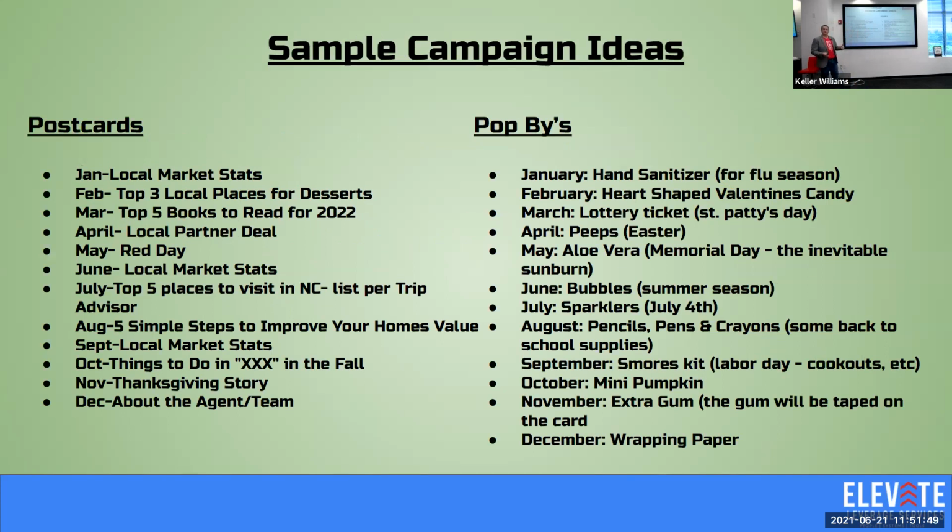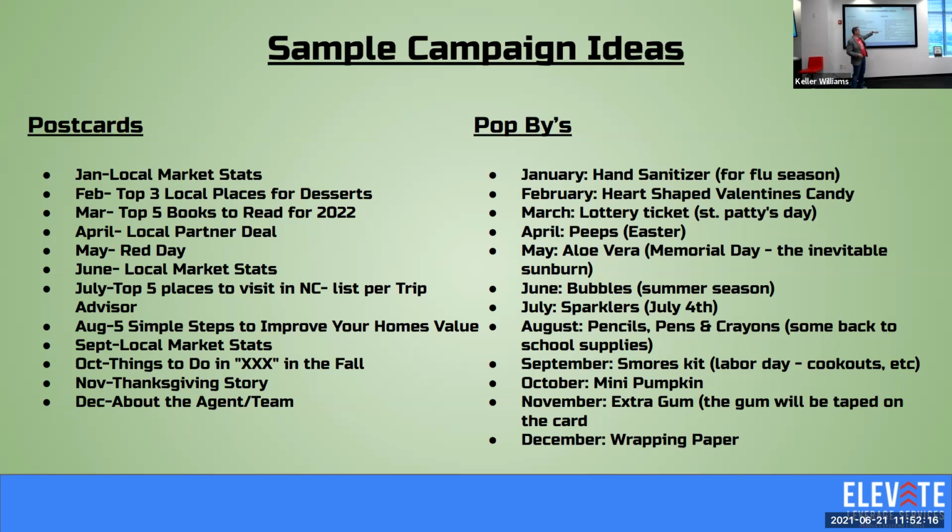What we're doing is we're saying quarterly. So January, we're going to be market stats. February, we're going to be the top local places for desserts. We're starting this in July. So the first month, if you were to choose to use us, the top 5 places to visit in North Carolina. August 1 is going to be 5 simple steps to improve your home value. You'll see an example of that in your handout as well.